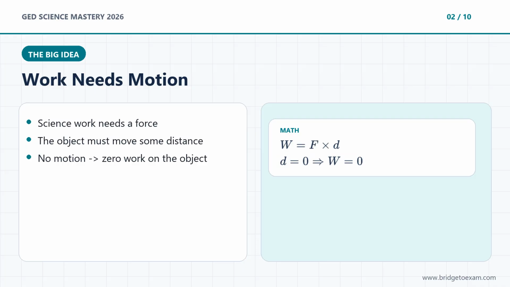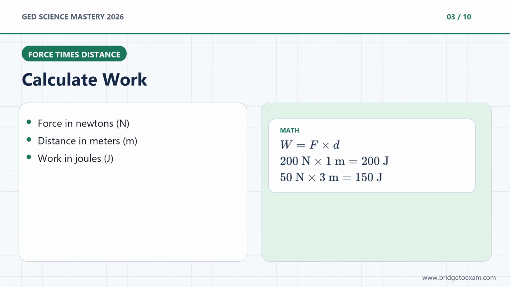So train your eye to ask two questions. Was there a force, and did the object move in the direction of that force? The work formula is beautifully simple. Work equals force times distance. Force is measured in newtons, distance is measured in meters, and work is measured in joules.